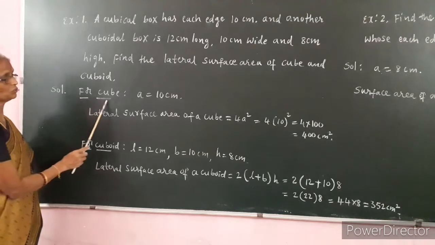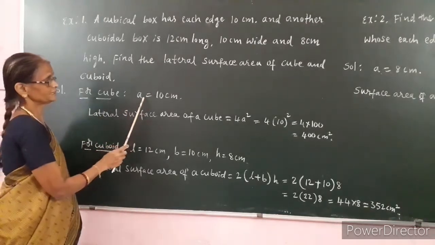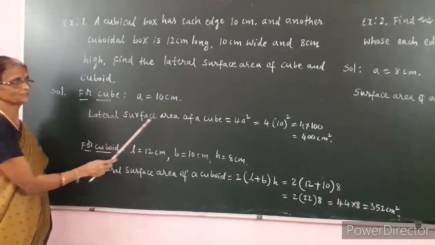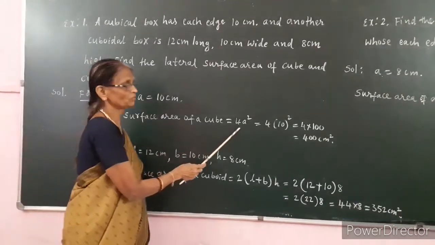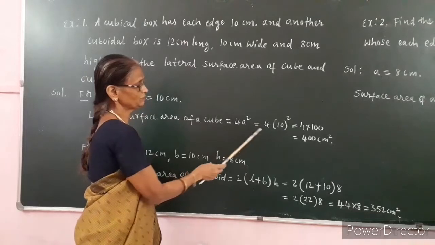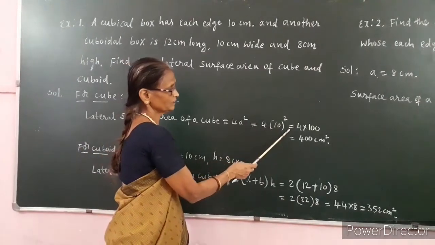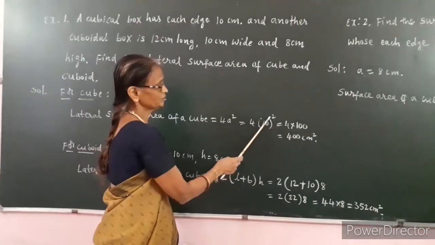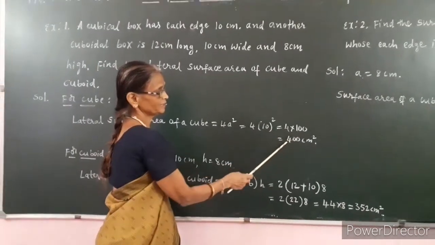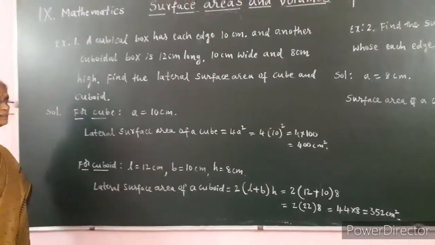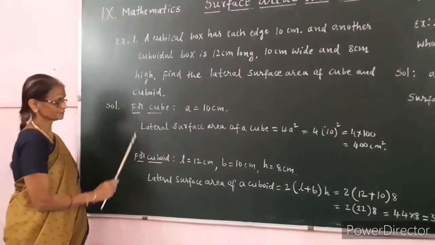Solution. For the cube, A is given, the side of the cube is given, that is A equal to 10 cm. Lateral surface area of a cube equals 4 into A square. Substitute the value of A, that equals 4 into 10 square, that equals 4 into 10 into 10, which is 100. 4 into 100 is 400 centimeter square. This is the lateral surface area of the cube. Next, go to that.